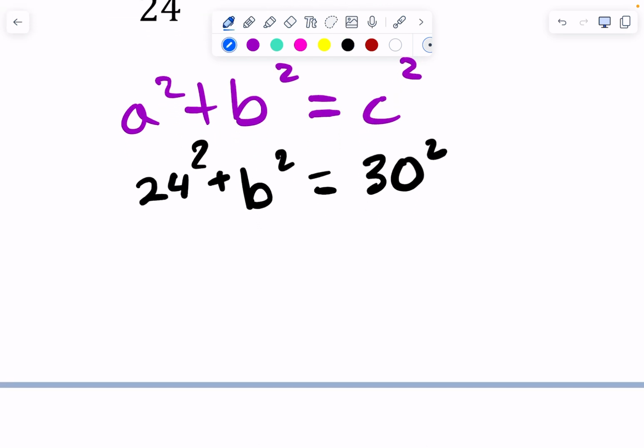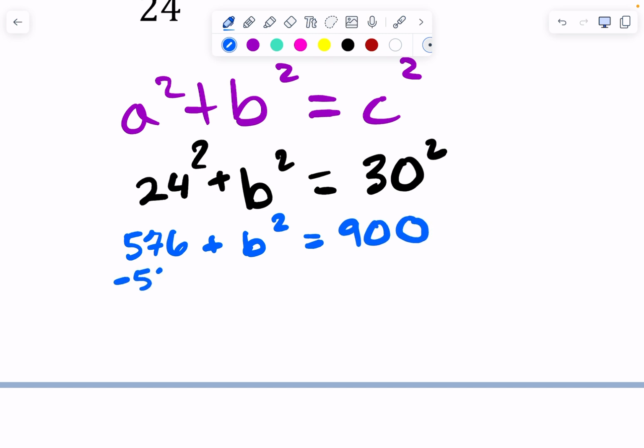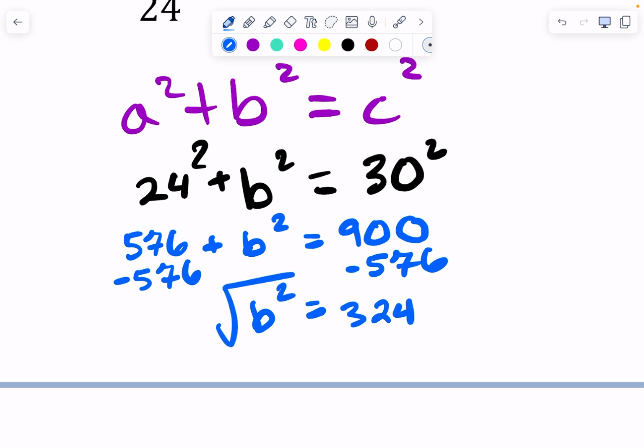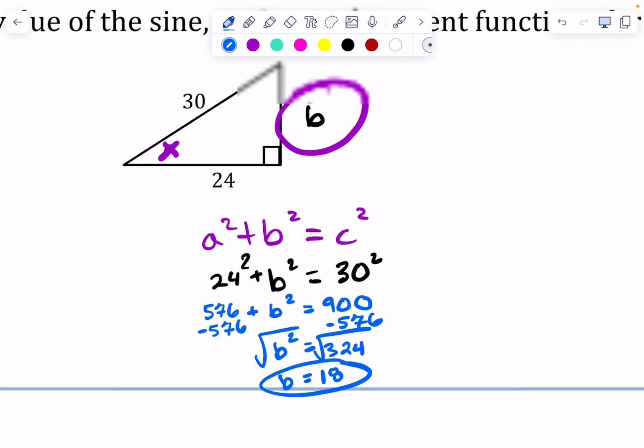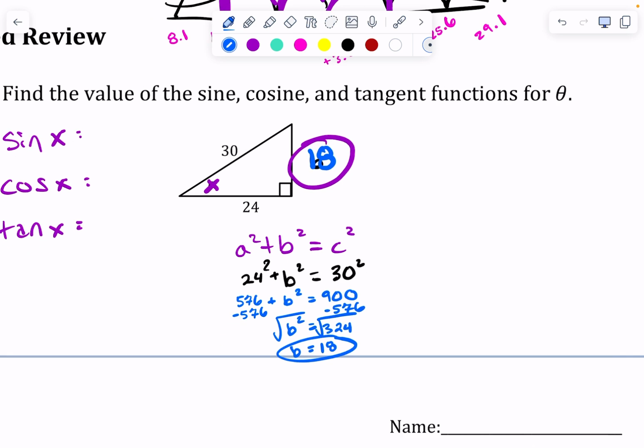24 squared is 576. Plus b squared equals 30 squared. What's 30 squared? 900, right? Minus the 576. And b squared equals 324. And the square root of 324 is 18. So the 18 is this side right here.